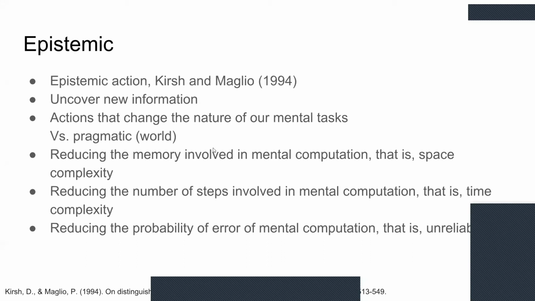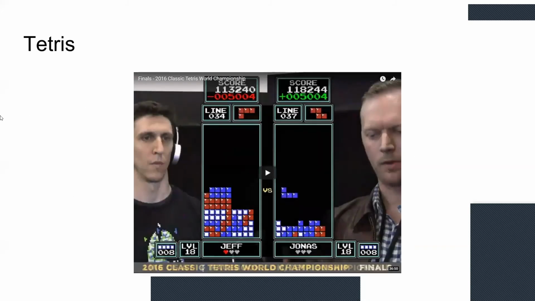This is specifically tied to what are called epistemic actions. It's the idea that we want to reduce the amount of memory involved in these mental computations. We want to minimize the space complexity as well, and minimize things that lead to human error. I'm not going to go into it, since it's a 30-minute video, but Tetris is a good example of this.